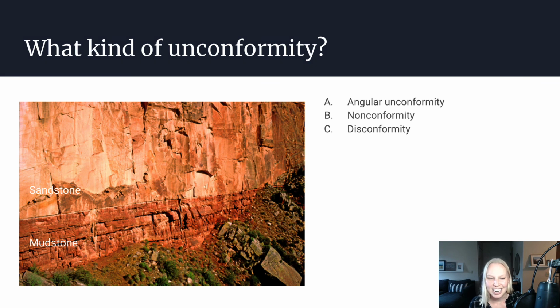And then let's take a look at this one. What kind of unconformity do you think this is? And I'm going to tell you what kind of rocks these are again, because if I don't, then it may be hard to identify. Let's say that the rocks down here at the bottom are mudstone, these reddish rocks, and then they're overlain by a more resistant sandstone. So if that's the case, what kind of unconformity is that?